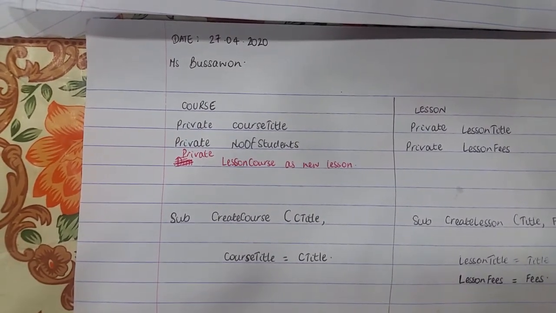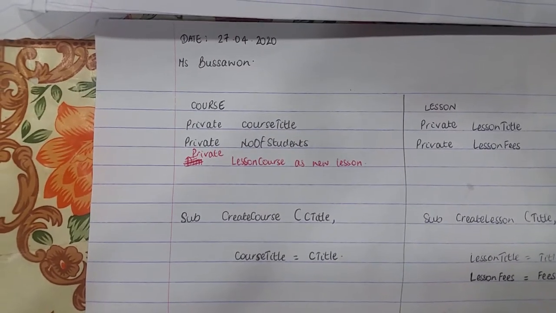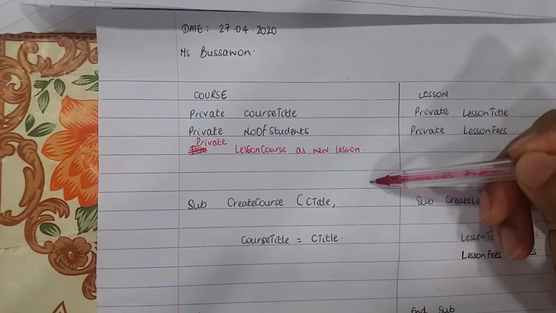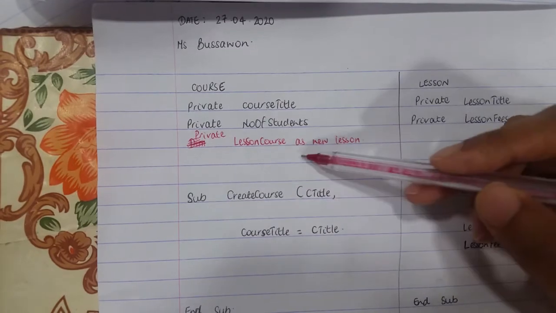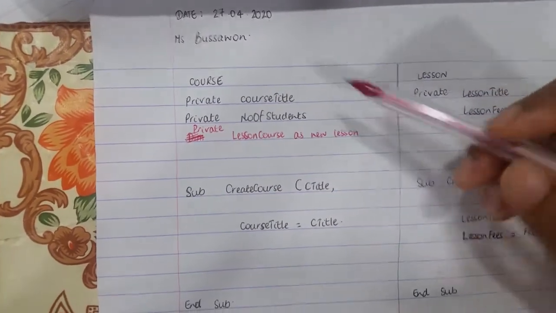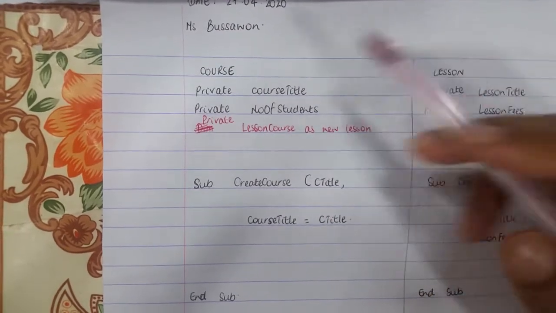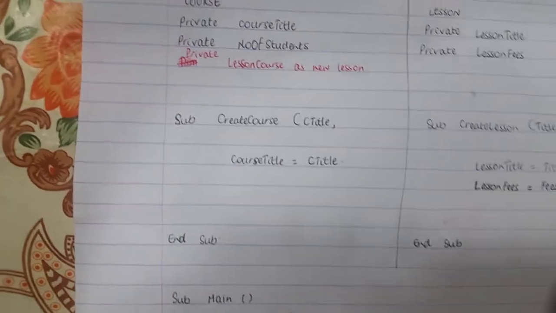Now, what is the difference? I can have 2 lessons, 3 lessons, 5 lessons. You are able to make 10 copies of new lesson here. If you have 3 lessons, 4 lessons, you can write private lesson course 2 as new lesson, private lesson course 3, or you can even have an array of objects. We don't need to do that right away, so we will do it later.